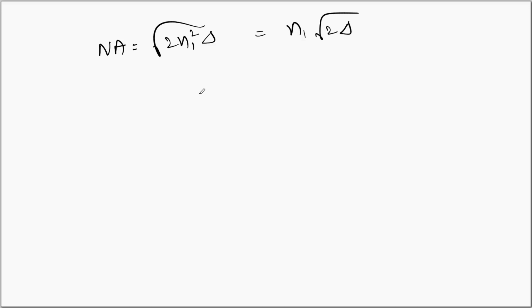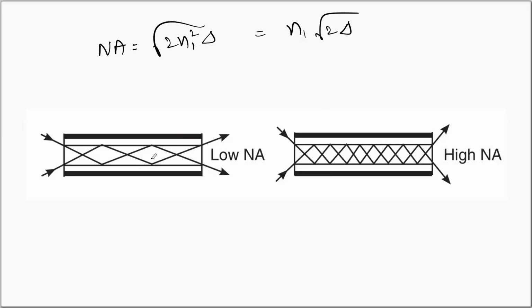If the numerical aperture is more, more light can enter into the optical fiber. Here we are giving a comparison between two optical fibers, one with a lower numerical aperture and the other with a high numerical aperture. Here the angle is low, so a small amount of light can enter into the optical fiber. Here the numerical aperture is large. As a consequence, more light can enter into this optical fiber.